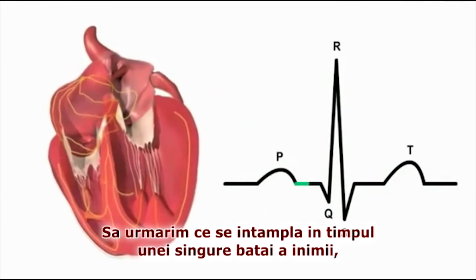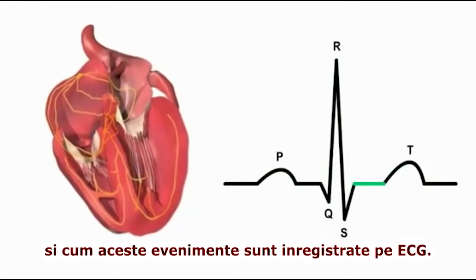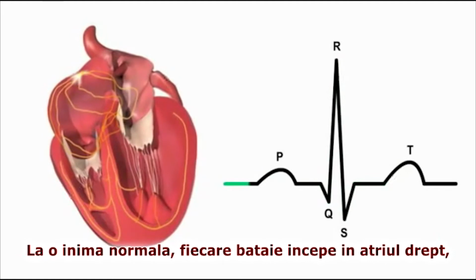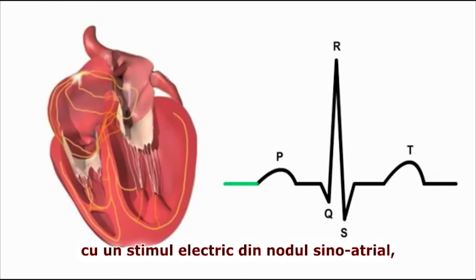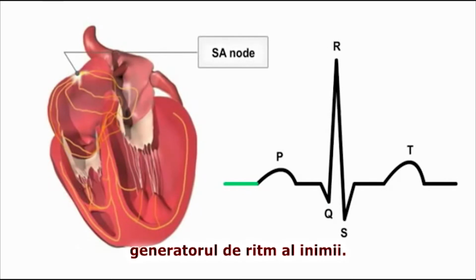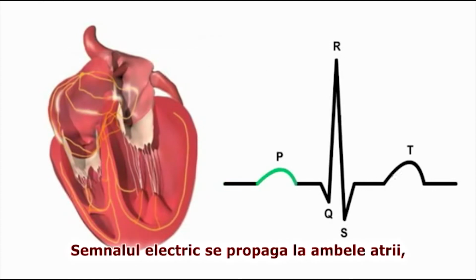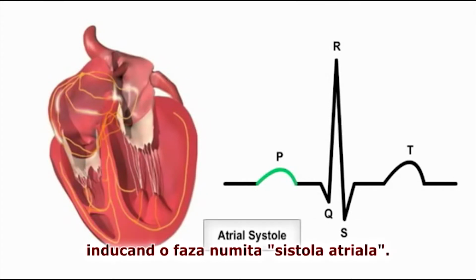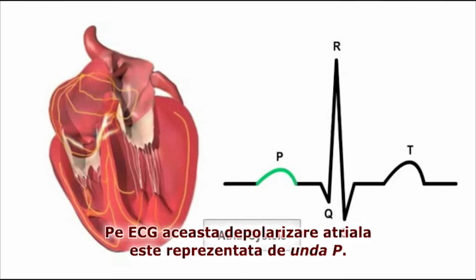Let's look at what happens during a single beat of the heart and how these events are depicted on an ECG. In a normal heart, each beat begins in the right atrium with an action potential signal from the sino-atrial, or SA node, the heart's natural pacemaker. The signal spreads across both atria, causing the muscle cells to depolarize and contract, inducing a phase known as atrial systole. On the ECG, this atrial depolarization is represented by the P wave.